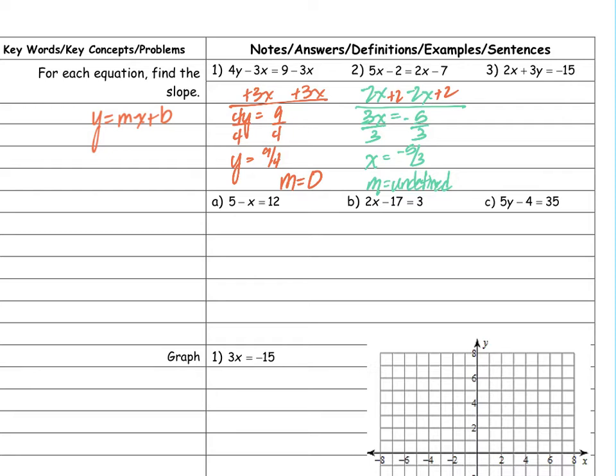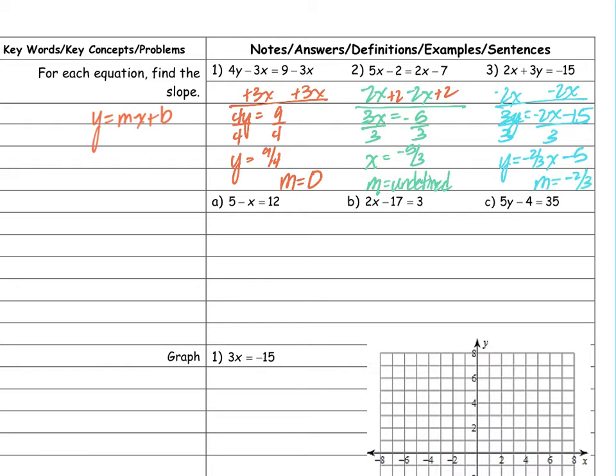Okay? And then the last one, subtract 2x, 3y equals -2x minus 15. Sorry, my writing's getting a little sloppy. Y equals -2/3 x minus 5. So my slope in this case should be -2/3, whatever's with the x.